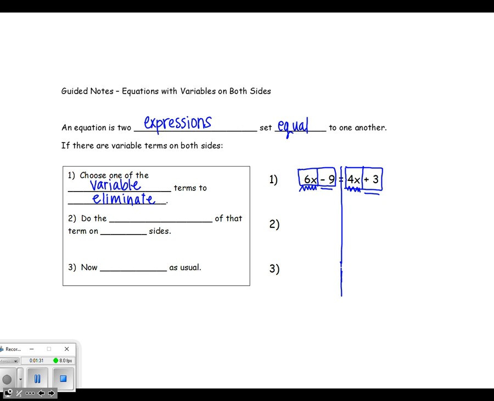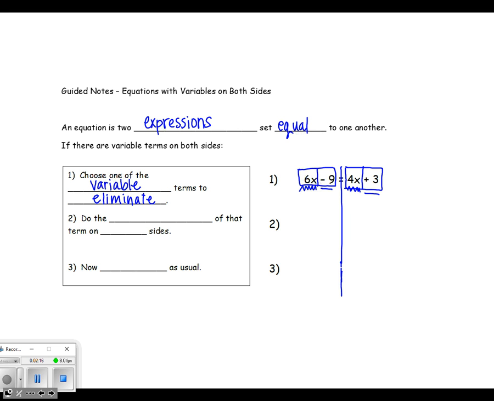So now my next step is to eliminate one of the variable terms. How do you decide which one to eliminate? I always try to eliminate the variable term that has the least value. So between 6x and 4x, 4x has less value. I'm going to eliminate that one. The reason I do that is because then I have fewer negatives to work with usually. And I tend to lose negatives when I'm working on solving equations, so I like to avoid that problem as much as possible. Now, is it wrong if you eliminate the other one? No, you're just going to have more negatives to work with. But I'm going to eliminate the 4x.